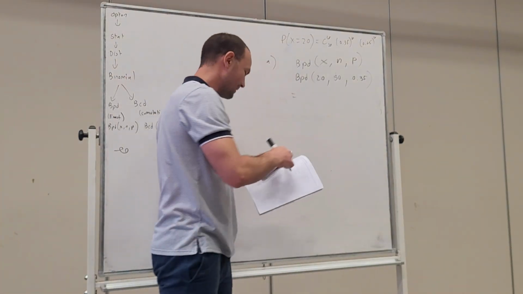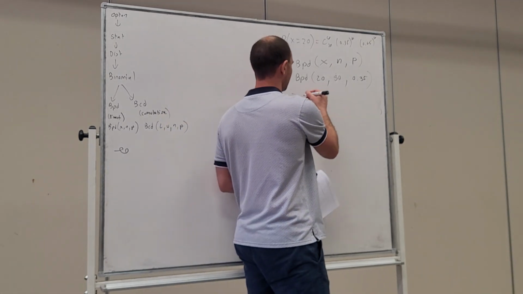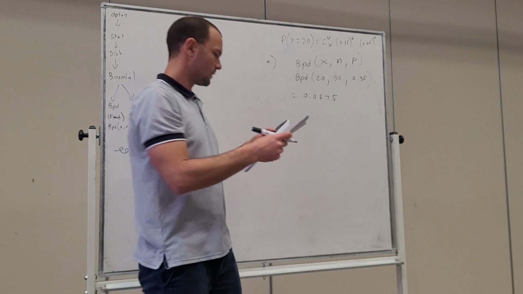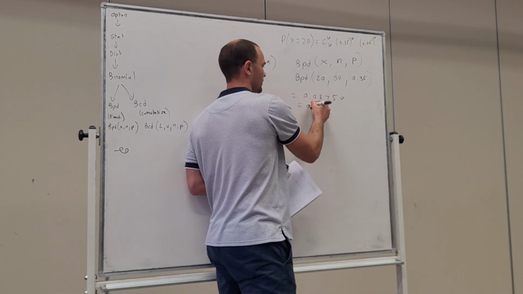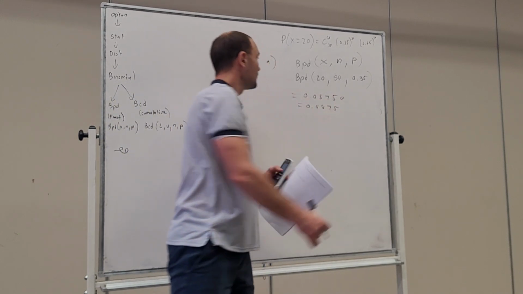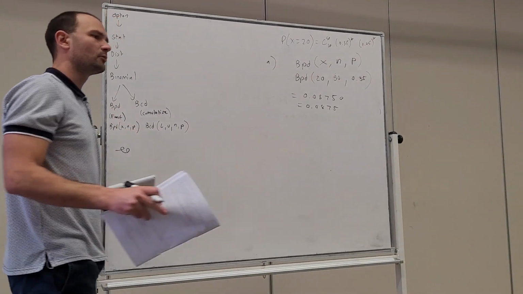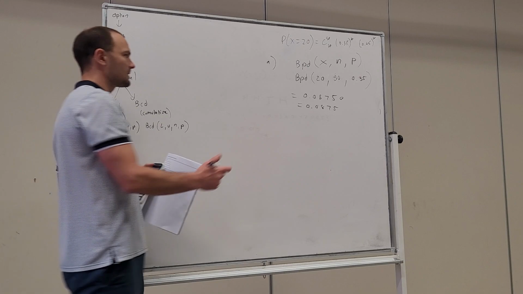All right, so we evaluate that, we get 0.0875. So that's the probability of 20 out of 50 apples being rotten. Okay, move on to the next part.